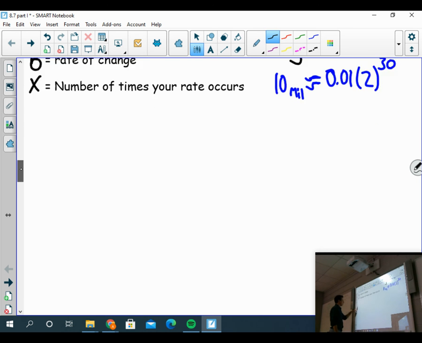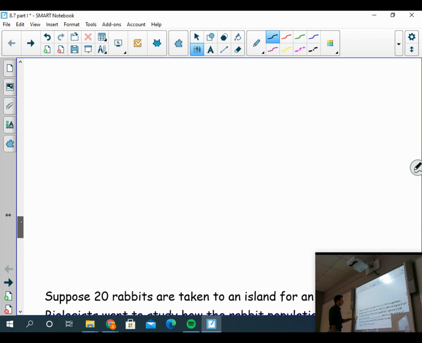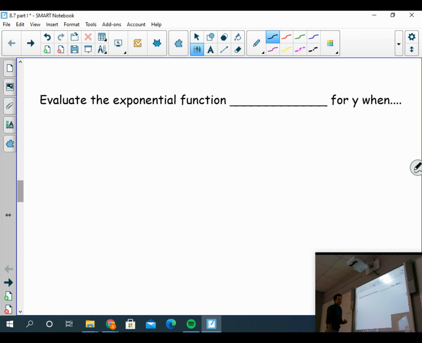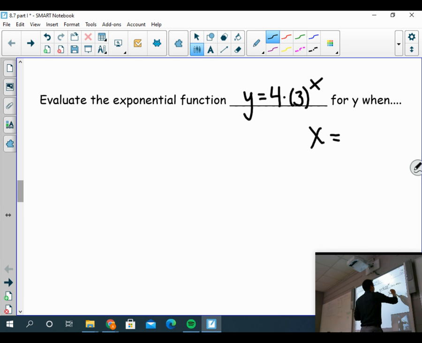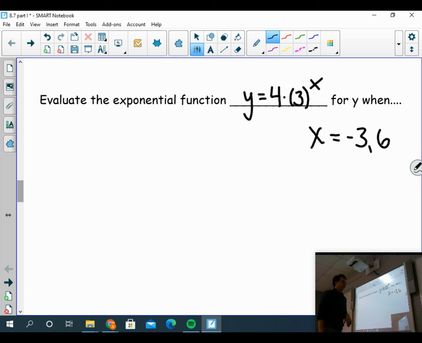So practically, while that's an introduction to what exponential functions look like, what types of problems do we need to be doing? What types of problems, what's our goal here? Well, one of the things we want to do is evaluate exponential functions. And so we're going to evaluate the exponential function 4 times 3 to the x, okay? We're going to evaluate it when x equals -3 and when x equals 6. So we got a couple different x values. We want to evaluate the exponential function.